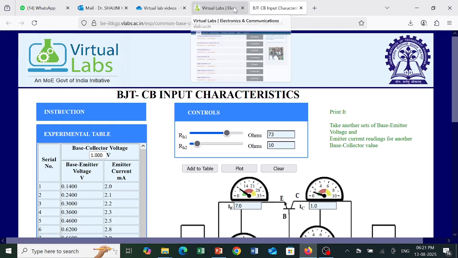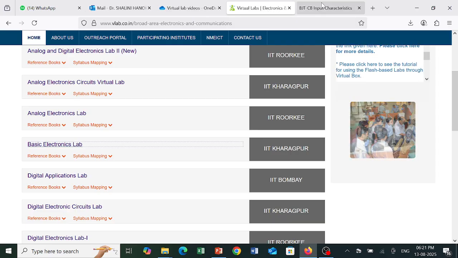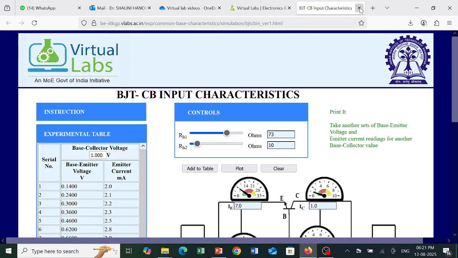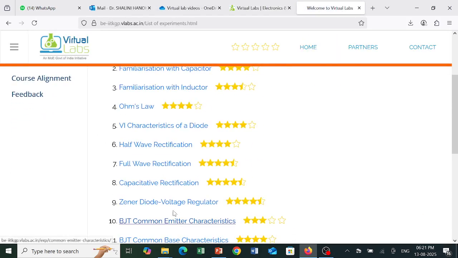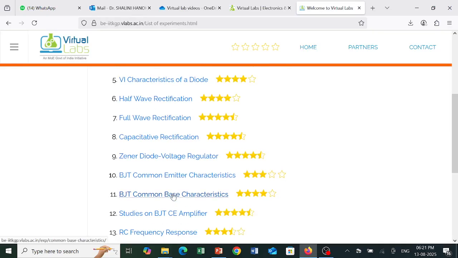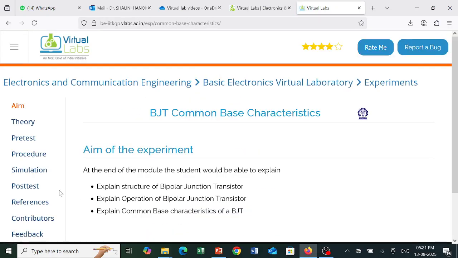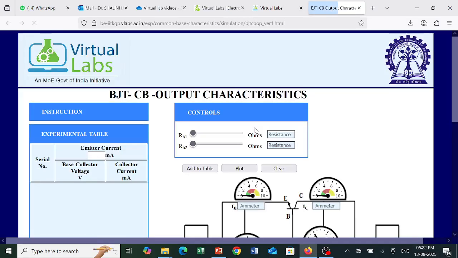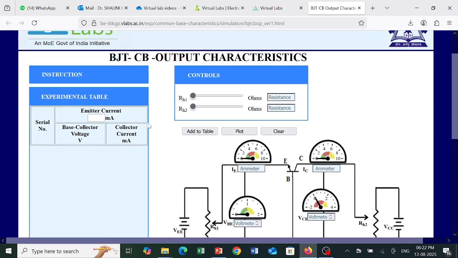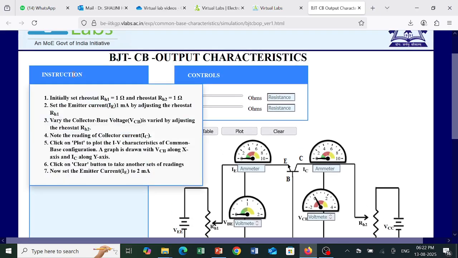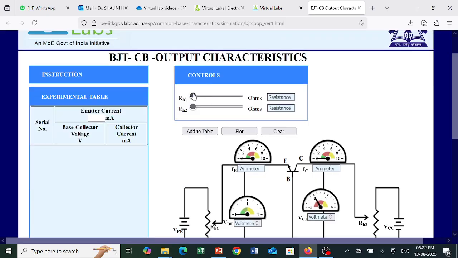For that, we have to select basic electronics, the list of experiments. Go for BJT common base characteristics and simulation, BJT output characteristics. Here in output characteristics we have to keep IE constant. Okay, we will see the instruction here. Initially set RH1 to 1, which is common for both, so we keep 1 and 1 for RH1 and RH2.